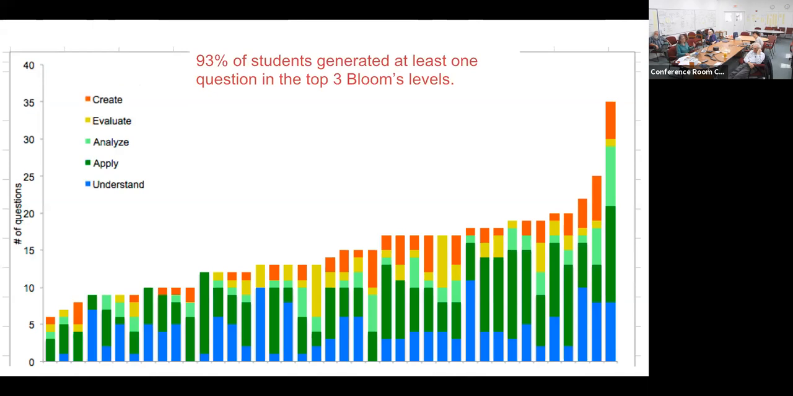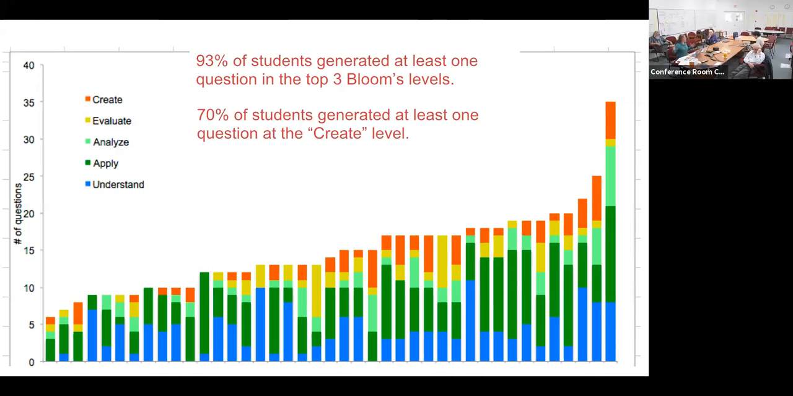Science majors, non-science majors, freshmen, seniors, people from the highest-end universities to be found in Cambridge, to people at much less prestigious institutions. Anybody with light green, yellow, or orange would have generated at least one question in the top levels. You have to have light green before you get to yellow. Well, some people could skip a level, I guess. Oh yeah, there's one in the middle, the third one from the left.